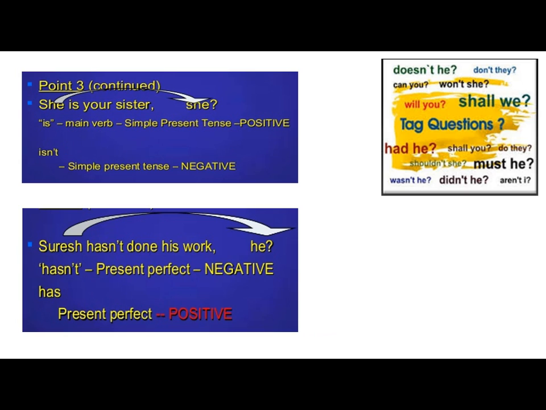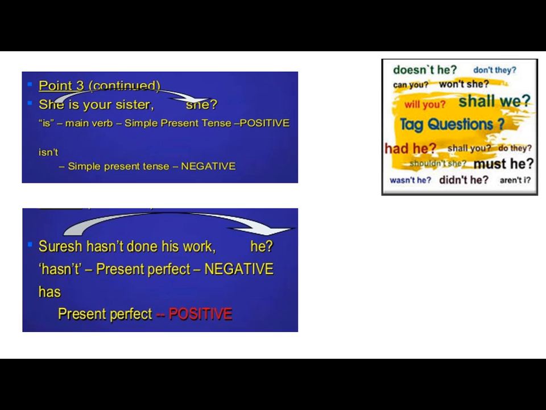She is your sister. What do we want to write here? Is. Is is the main verb, but we have to change it to a negative one. That's why, it's simple present tense positive, so we have to change it to simple present tense negative. So you want to use, she is your sister, isn't she?